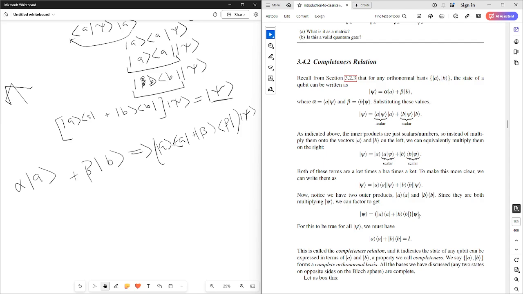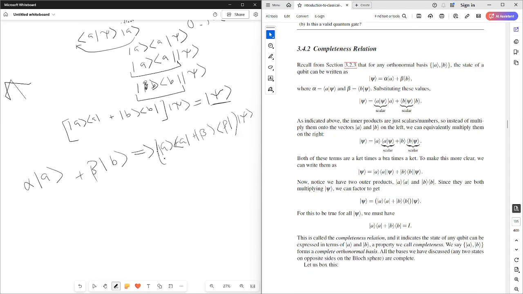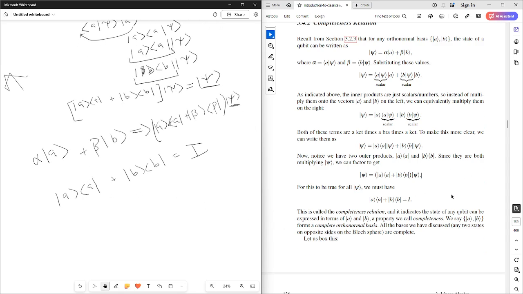So, what does that allow us to do? Well, it means that for these to be equivalent, the outer products of these basis vectors added together have to be an identity matrix, right? Because how else are we going to apply this to psi and then get psi? This is called the completeness relation.